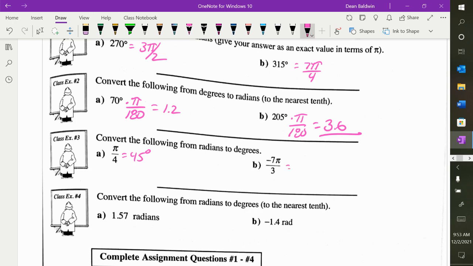Negative 7 pi over 3. Just go like this. If you see the common ones, what's pi over 3? I know we just learned it, so you don't know them offhand yet. 60, right? I have 7 60-degree angles. What's 7 times 6? 42. So 7 times 60 is 420, and it's a negative.